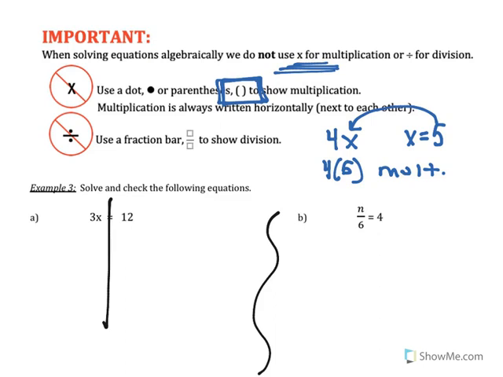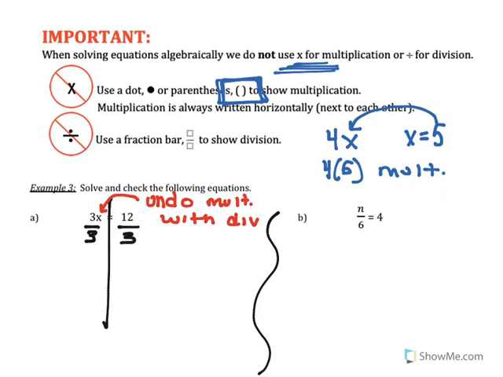So here, we need to undo multiplication with division, because they're opposites of each other. So to get rid of 3 times x, we're going to divide by 3. And using the fraction bar, I'm going to draw a little line underneath each side of the equation, and I'm going to put a 3 underneath it.